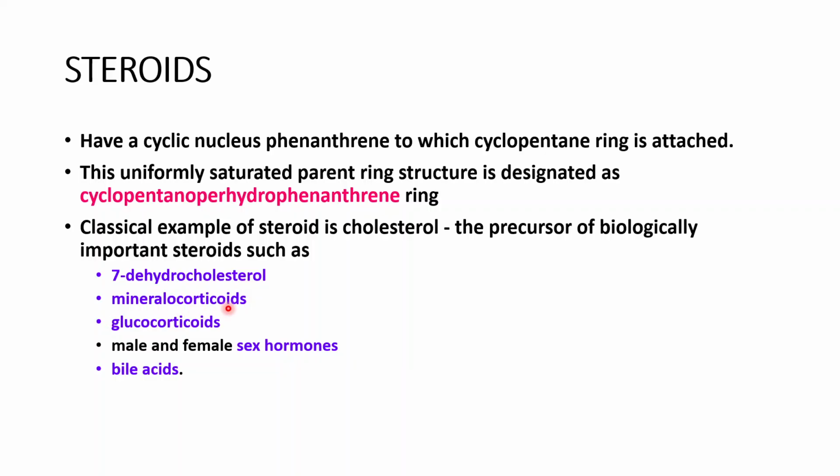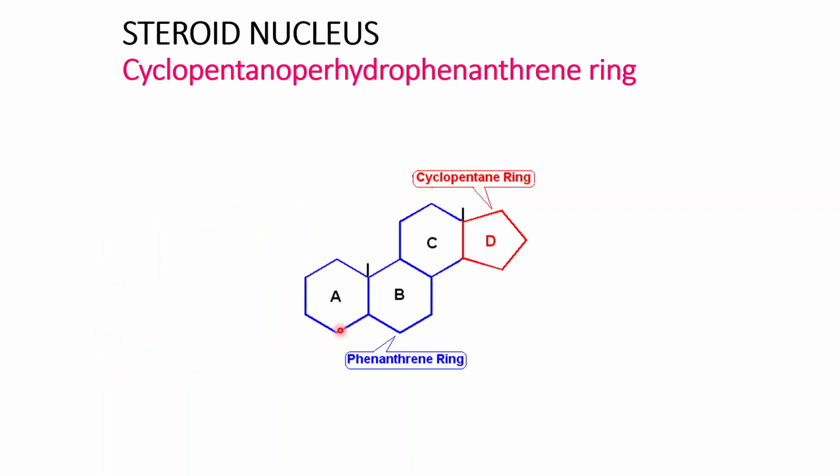7-dehydrocholesterol, then mineralocorticoids, then glucocorticoids, then male and female sex hormones, then bile acids. So this cholesterol is the precursor of all these important steroids, and this is the nucleus. So you should be able to make this steroid nucleus, that is known as cyclopentanoperhydrophenanthrene ring, ABCD. So this ABC is the phenanthrene ring and cyclopentane ring, D is the cyclopentane ring.